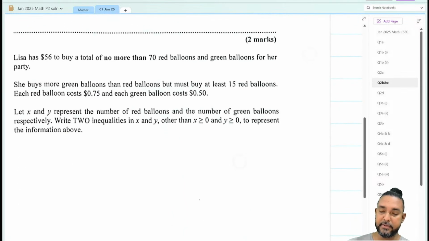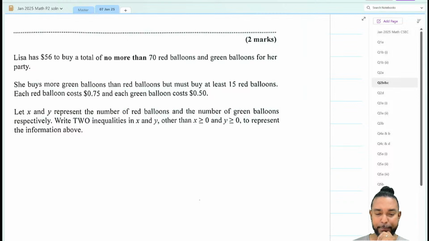Lisa has $56 to buy a total of no more than 70 red balloons and green balloons for her party. Okay, with a little bit of linear programming here. She buys more green balloons than red balloons and must buy at least 15 red balloons. Each red balloon costs 75 cents and each green balloon costs 50 cents. Let x and y represent the number of red balloons and green balloons respectively.